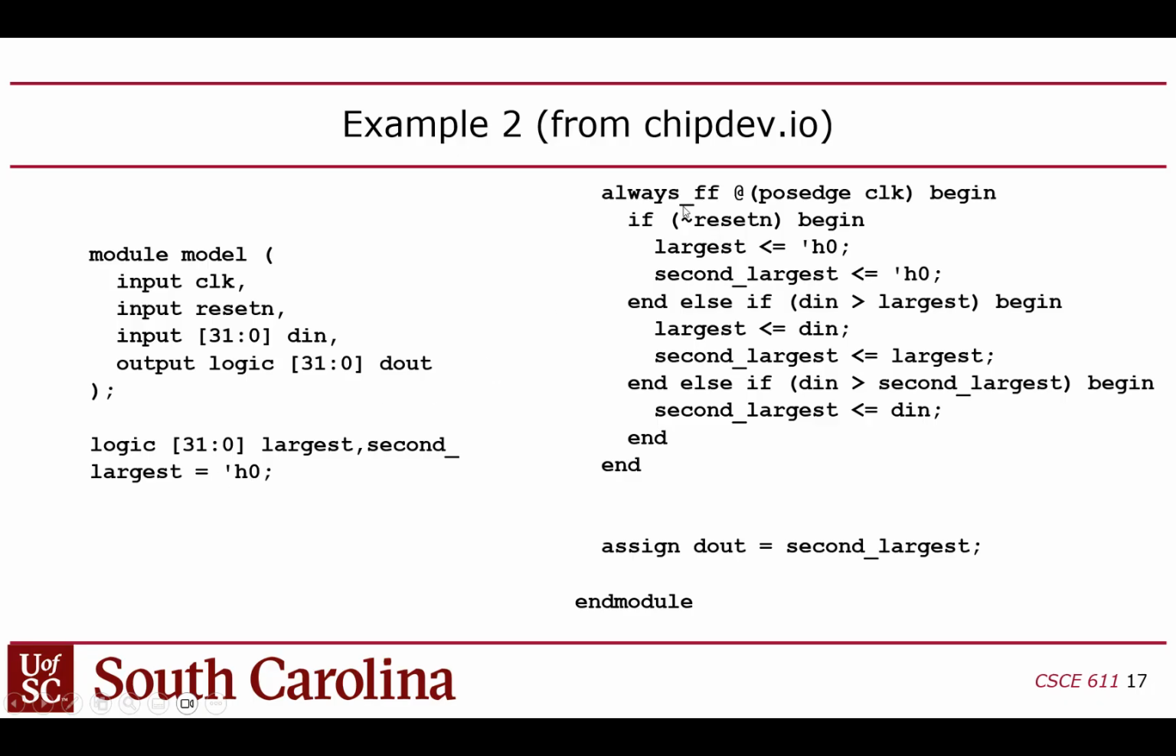And then it just says always_ff at posedge clock. If the reset is asserted, then you clear largest and second largest. And then otherwise you just compare D in against largest and then second largest, and you use the priority ordering of this if-then-else statement to basically say if I find the largest, then put the previous largest into second largest and the current input into largest. Or if the current input is greater than second largest, just replace second largest, right? And then you basically just assign D out to be second largest, right?